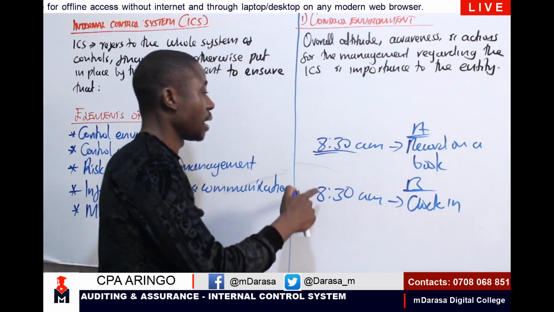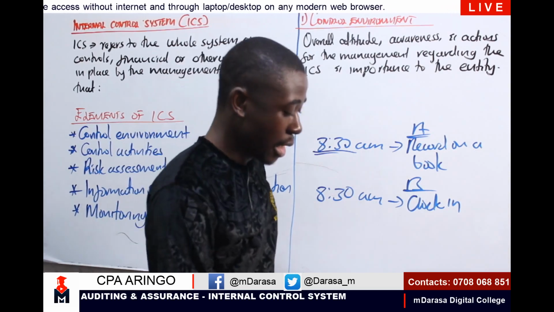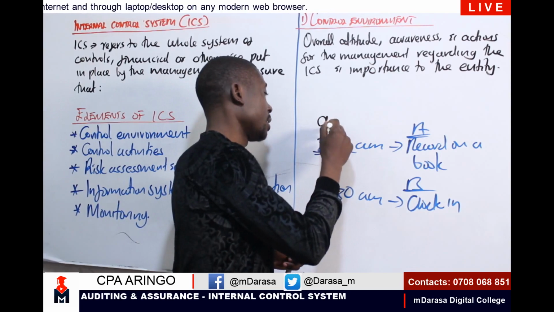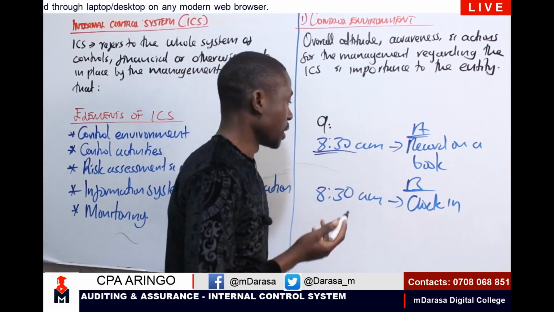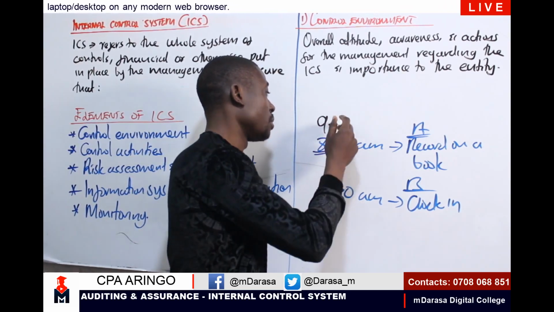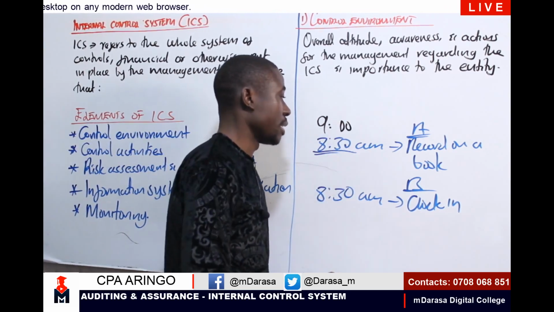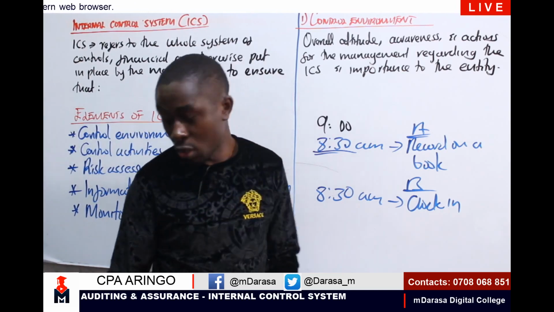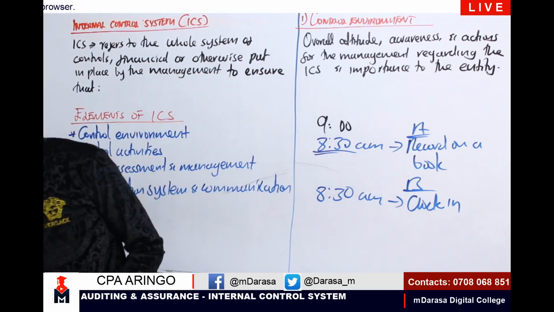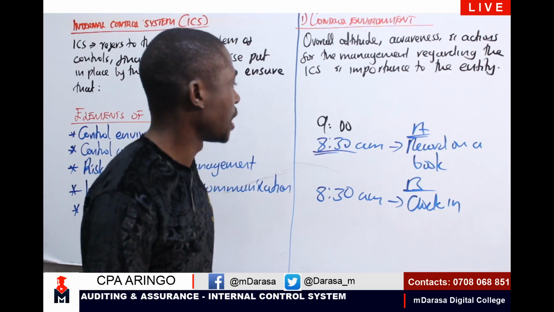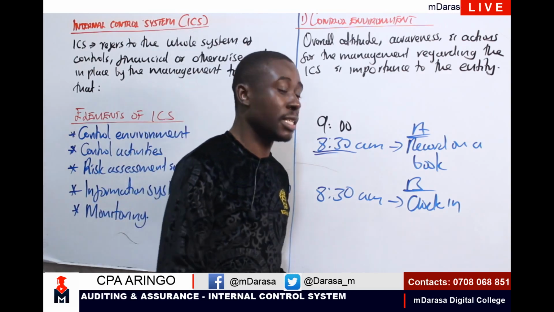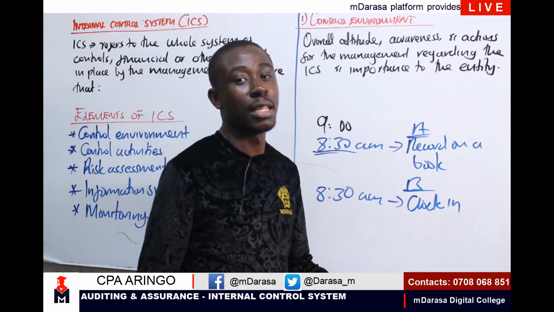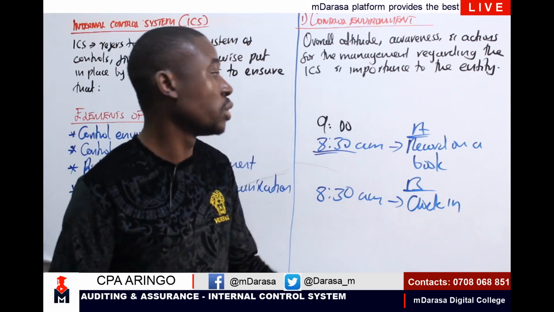You'll find that traditionally, I could have just come at 9 a.m. The reporting time is 8:30. But at this point, probably I just report at 9 a.m. And in this case, what I'm going to do, of course, in the book is to record my own timing. Say, I've come at 8:30. But in reality, probably I've reported at 9. So you'll find that this is a disadvantage to this system.